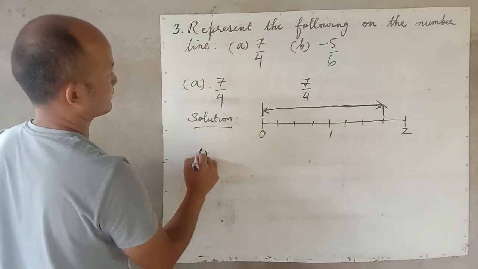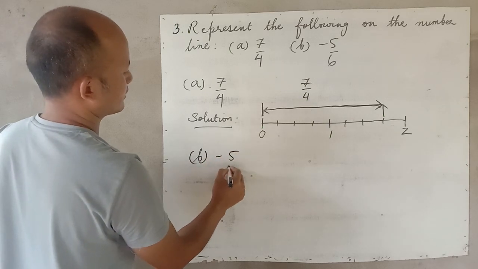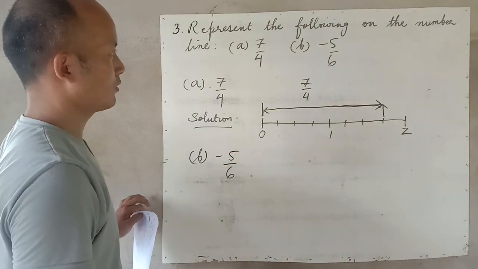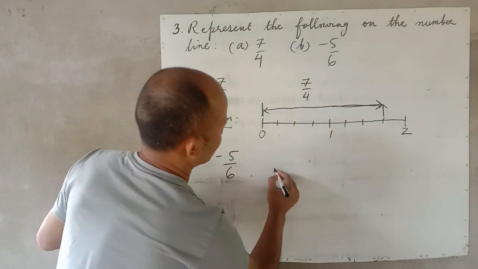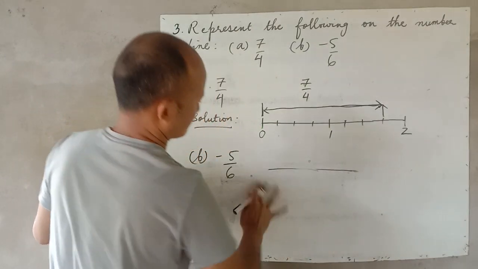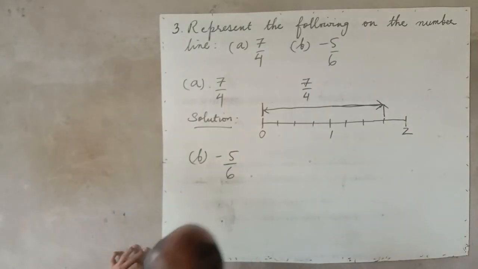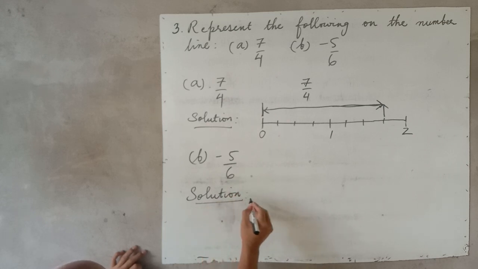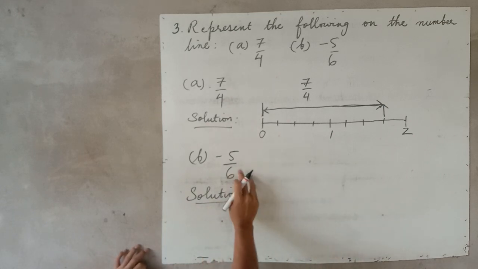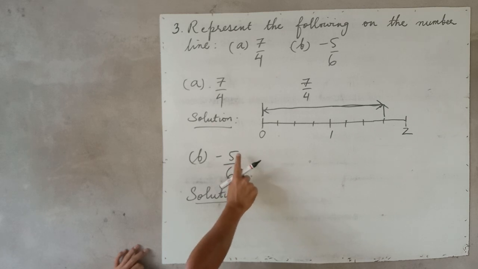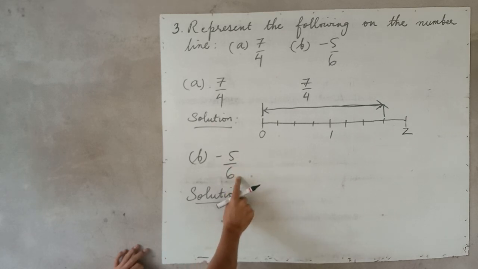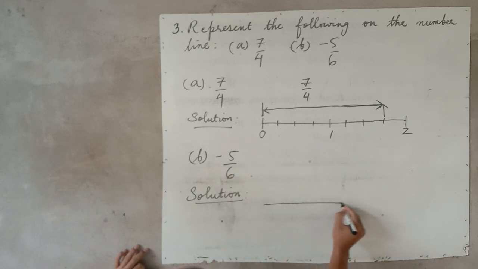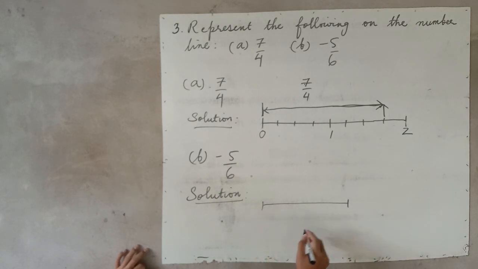Now B, minus 5 by 6. Solution. Here, look at this. The upper side is less than the lower side, isn't it? So this one is bigger. If the lower side is bigger, then you need to make only 2 points in the segment.